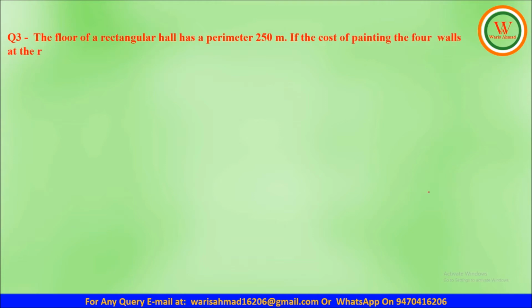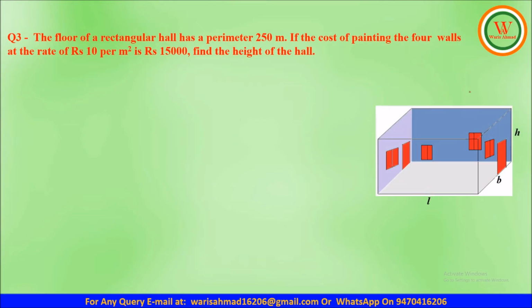The floor of a rectangular hall has a perimeter 250 meter. If the cost of painting the four walls at the rate of rupees 10 per meter square is rupees 15,000, find the height of the hall. So, according to the question, first of all, we have to consider a figure. Let us consider this figure.